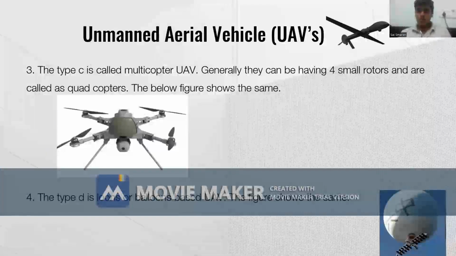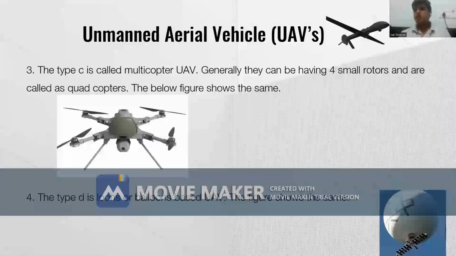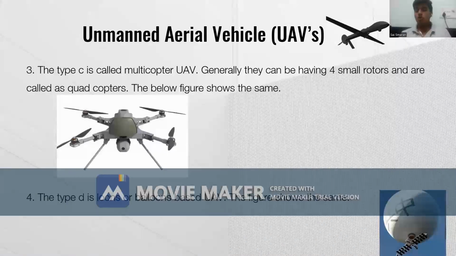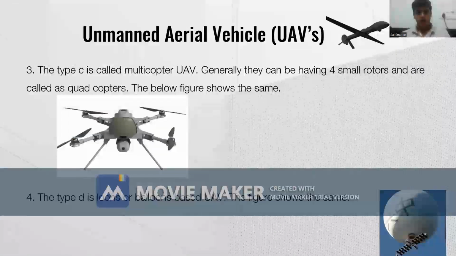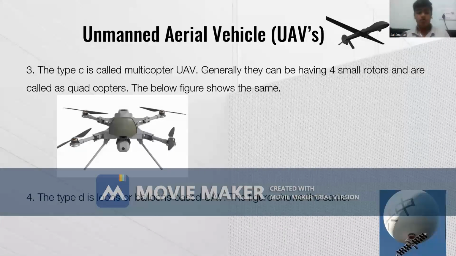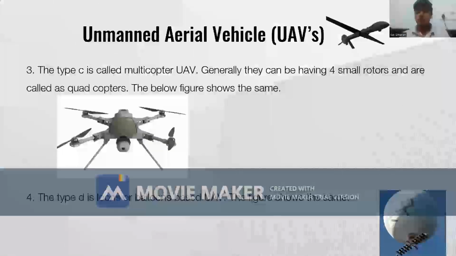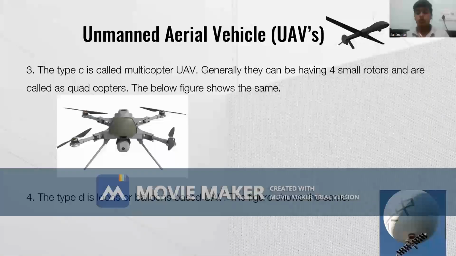Type C is called a multi-copter UAV. A common application of multicopters is in quadcopters, wherein there are four small rotors. The figure below shows an example of the same. We can also see in the news that quadcopters are used in cross-border illegal drug trade or arms being moved from one state to another. Type D is loons, also called balloons. Loons is a short form of balloons. Recently, in the news, Chinese spy balloons were spotted over the United States. That's one example wherein spy balloons can be used.